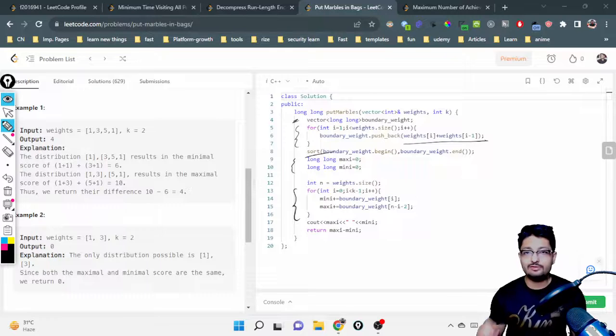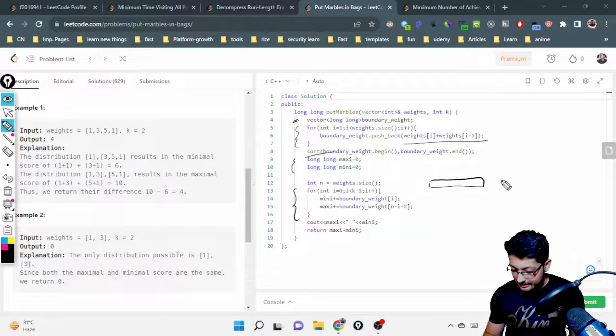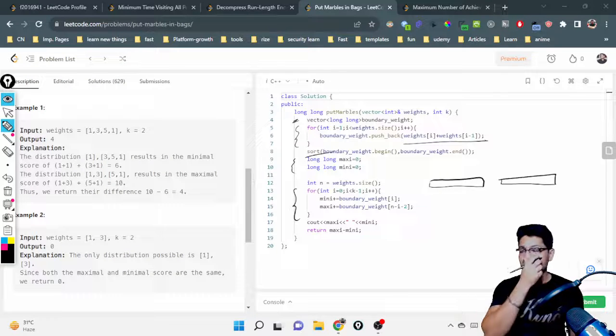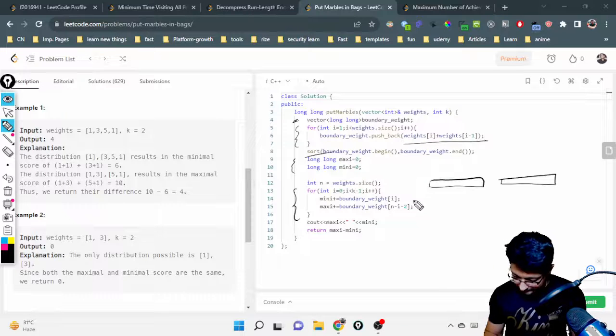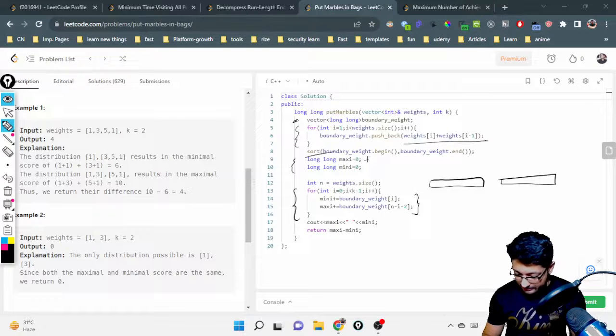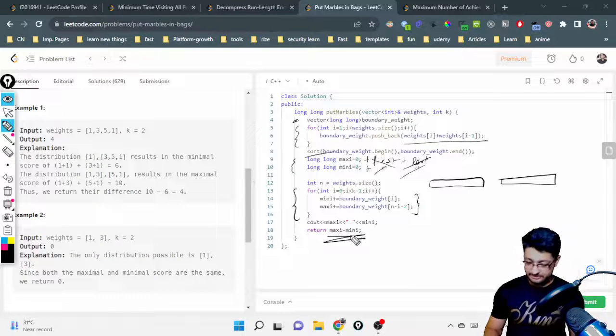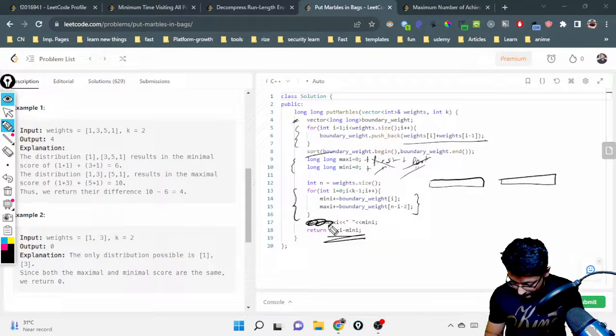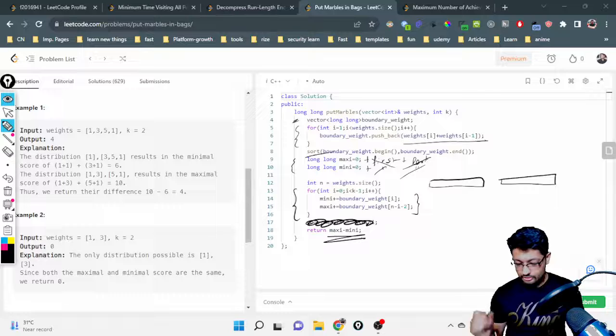I will take the first k minus 1 because it is sorted. So the first k minus 1 are the smallest positions, and the last k minus 1 are the maximum positions at which, if I put a slit, it will give you the maximum score. Now you can also add the first element and the last element to the maximum and minimum, because that is also added inside the score. But in the end, if you subtract them, both have the same values and they will cancel out. So that is not required. In the end, you just print out the maximum minus minimum, the difference between them, and that's the answer.